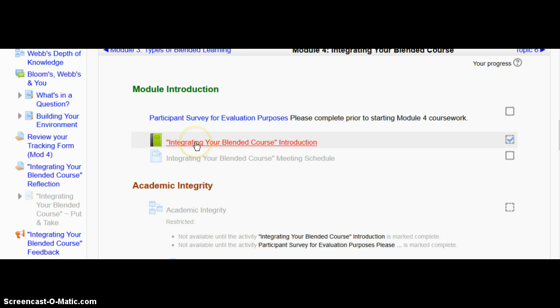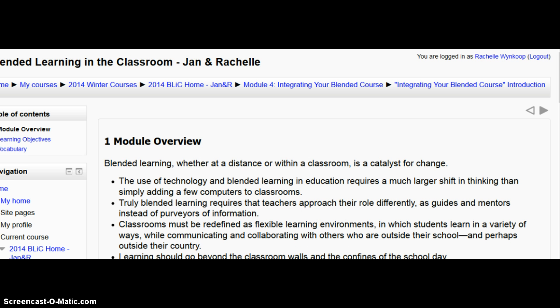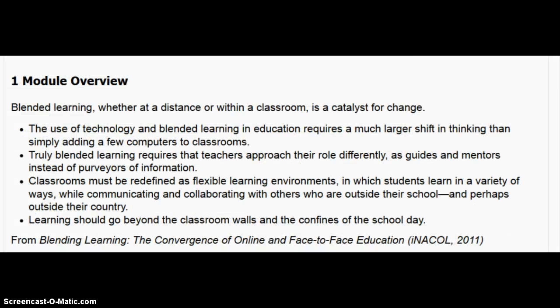After the participant survey, you can see that we begin, as we always do, with the introduction to the module, an overview that will show us what you are going to be learning. And the emphasis here is that really it should not be about just posting things online. Blended instruction should change your classroom. Use of technology and blended learning requires a shift in thinking. They have to be redefined as flexible learning environments. The learning goes beyond the classroom walls and confines of the school day.